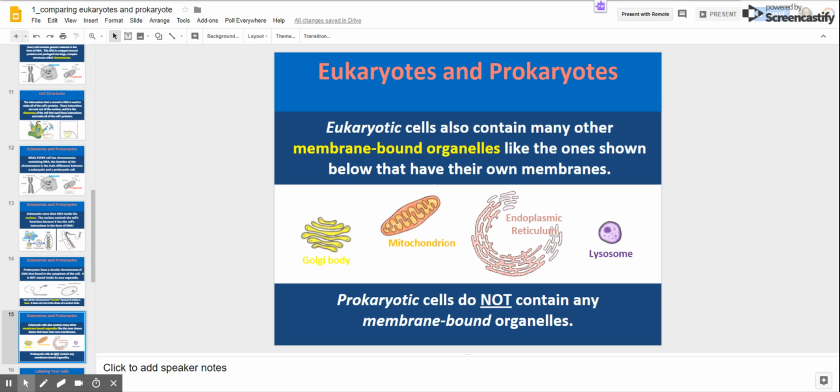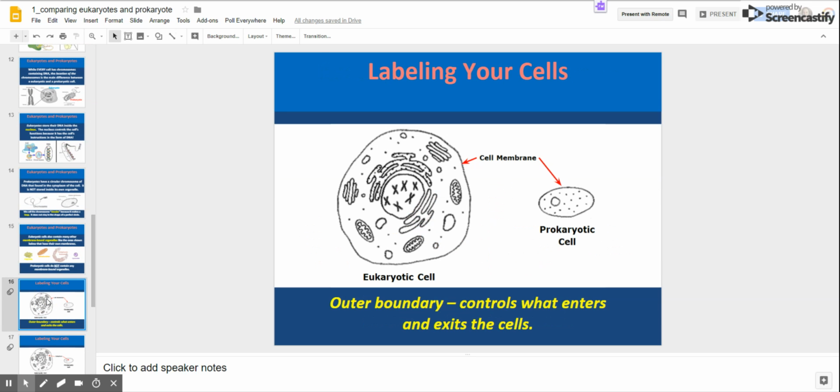Eukaryotic cells are a lot bigger. Membrane-bound organelles definitely are going to fill up a lot of space in there and make them bigger, and they have a nucleus as well. So let's label. Remember, the cell membrane is what controls what goes in and out of the cell. So that's the outer part that's made of that phospholipid bilayer. Here it is in the eukaryotic cell, the big complex cell. And then here it is in the tiny, small, simple prokaryotic cell. It has no nucleus, just has ribosomes, cytoplasm, DNA, and a cell membrane, sometimes a cell wall too.